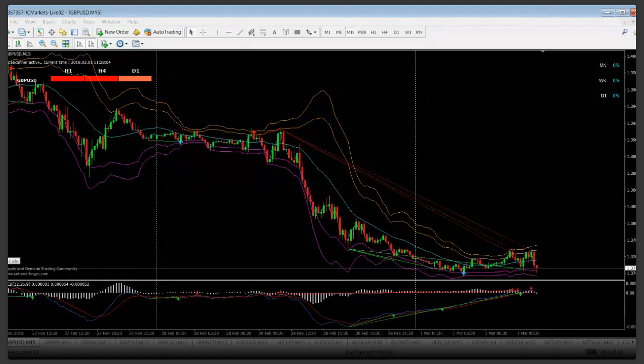A couple of minutes till the British pound PMI comes out. Manufacturing PMI.